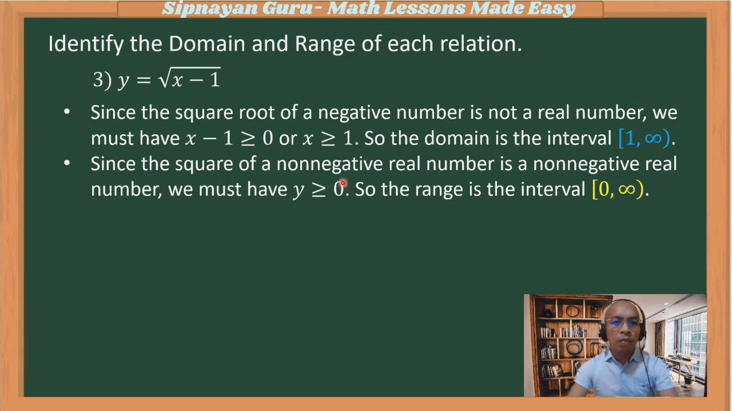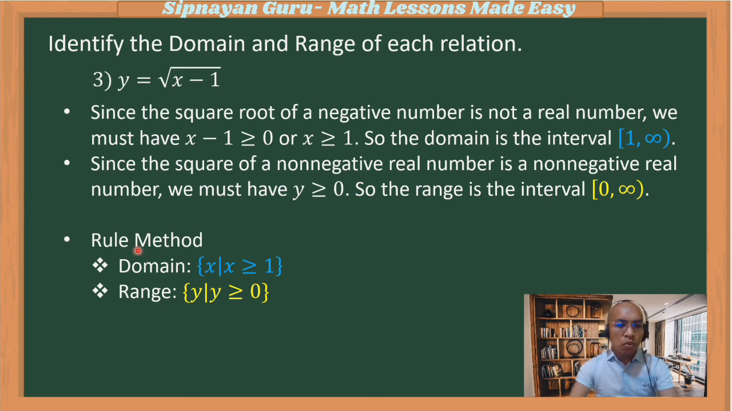So since the square root of a non-negative number is a non-negative real number also, we must have y to be greater than or equal to 0. So that would mean our y also is a positive number. So the range is on the interval closed 0 to positive infinity. That would mean including the 0 going to positive infinity. In the rule method, the domain is x such that x is greater than or equal to 1 and the range is y such that y is greater than or equal to 0.